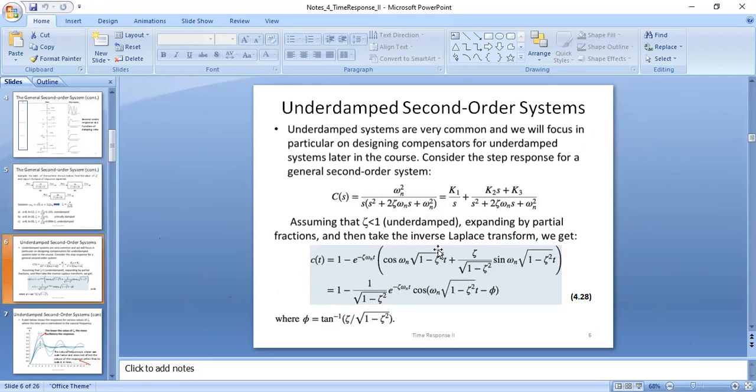Write this formula in your formula sheet. This is the output for a step response. This is a step response. So you do not have to do this one, you can use this one. Or if you want, you can write both of them.